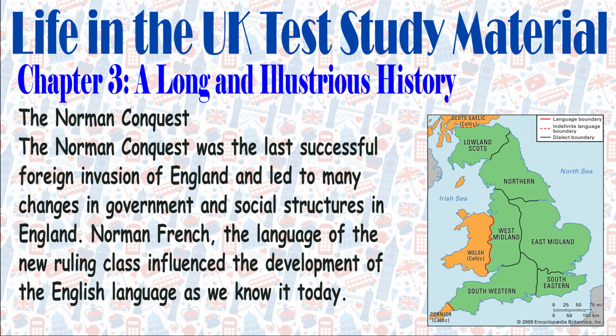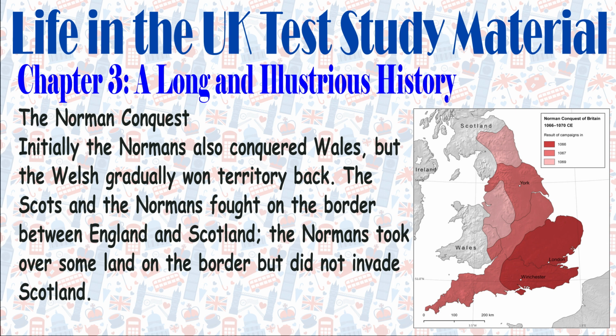Norman French, the language of the new ruling class, influenced the development of the English language as we know it today. Initially, the Normans also conquered Wales, but the Welsh gradually won territory back. The Scots and the Normans fought on the border between England and Scotland. The Normans took over some land on the border but did not invade Scotland.